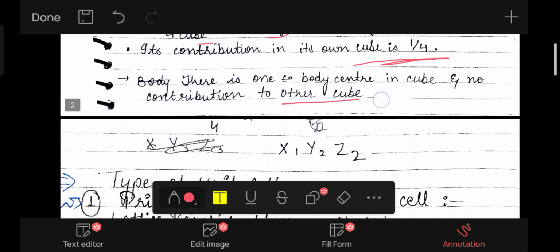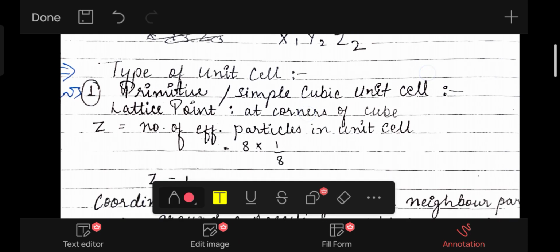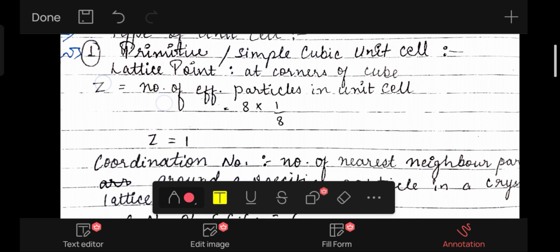So a body center contributes 1. Okay, next up we have the types of unit cells. In this, basically we have primitive or simple unit cells. This means that the lattice point is at the corners of the cube.